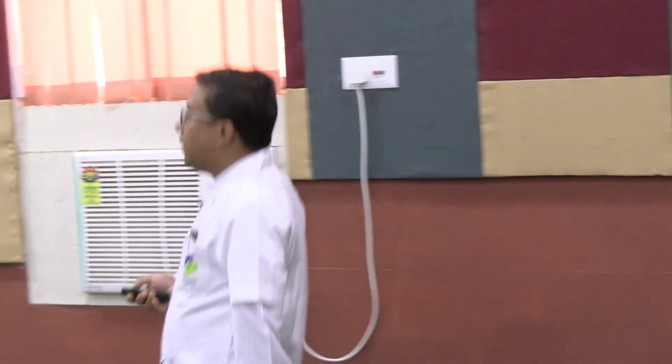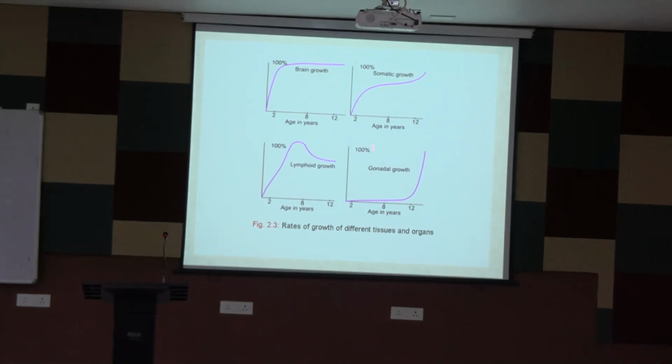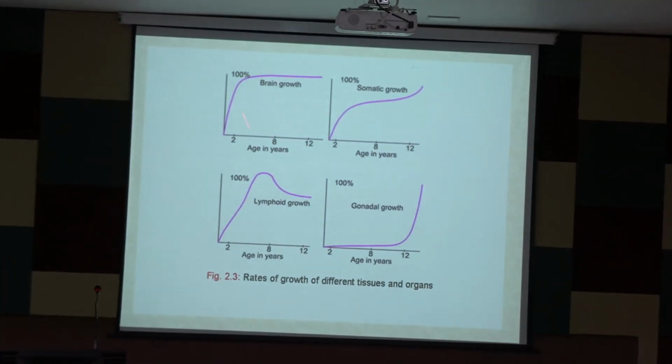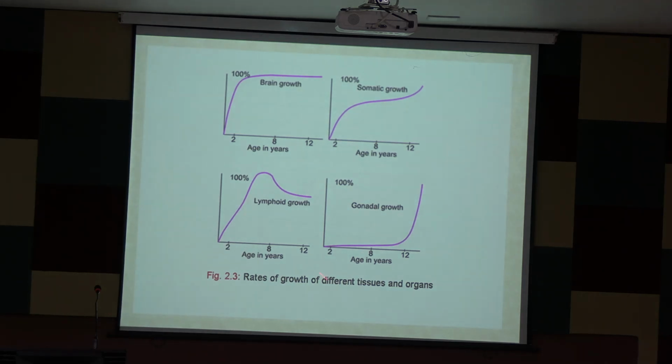Okay. Coming to the last graph, that is gonadal growth. You can easily understand that this curve is quite different from the rest of the three. The curve is almost close to the x-axis, that is till 10 to 11 years the gonadal growth is dormant, and when puberty comes, due to the effect of certain hormones that will be discussed later, that is androgen or estrogen, there is a rapid growth.